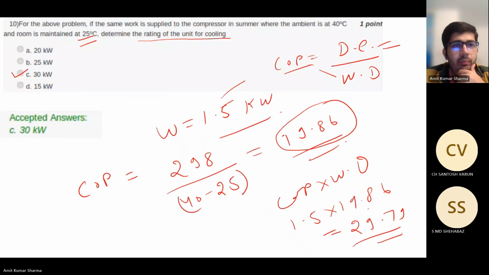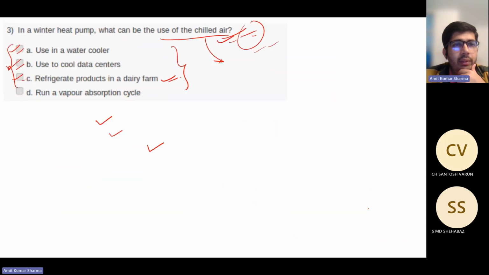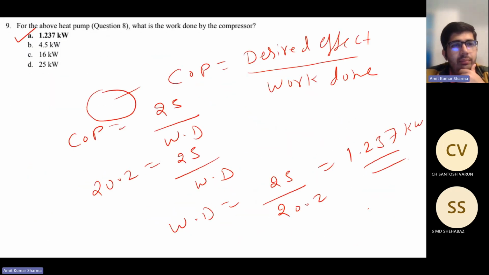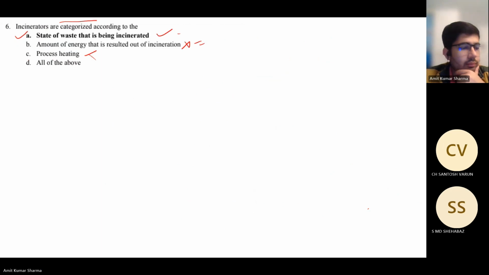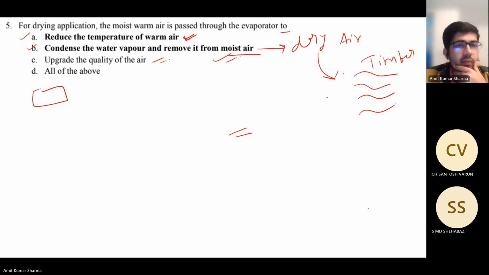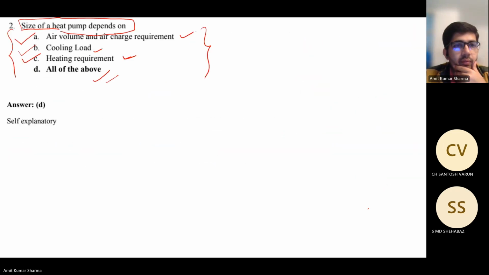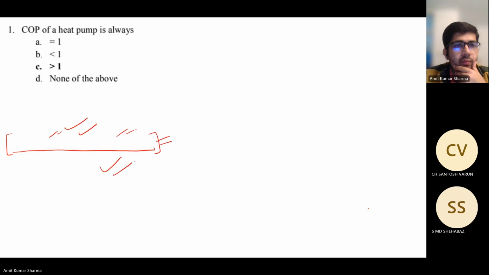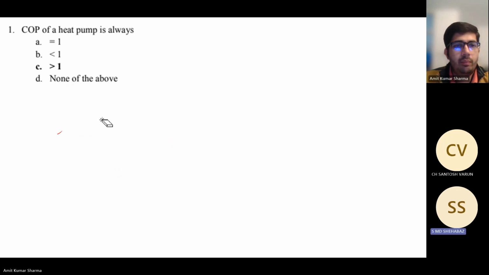So let me again open the numericals and go through them, because we still have, I think, around 20 minutes. So if you want to discuss anything, floor is open.